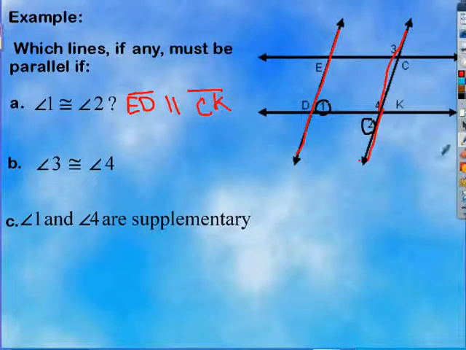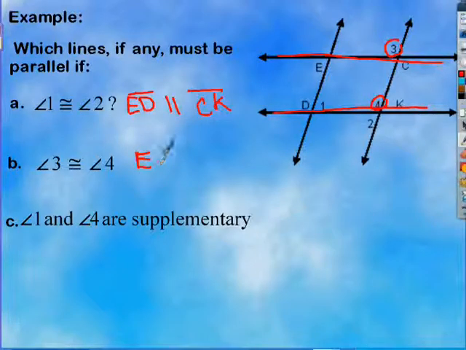Alright, angle 3 and 4. Let me erase what we have drawn on the picture here. So now we're looking at a different set of angles. We're looking at 3 and 4. So here is 3 and here is 4. Well, looking at these angles, it looks like they're corresponding angles, correct? So which lines would have to be parallel? Remember, the parallel lines have to touch them. So here, this line, EC, would have to be parallel to DK. So let's write that down. EC would have to be parallel to DK.